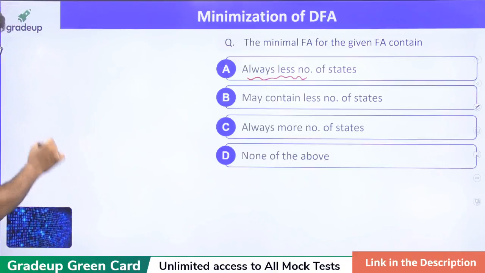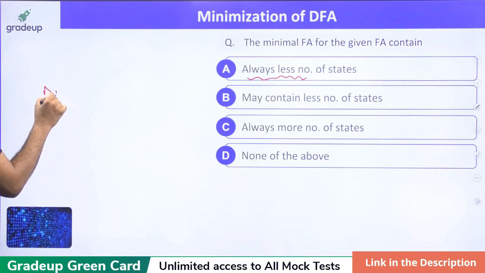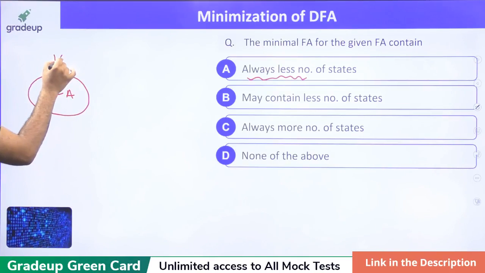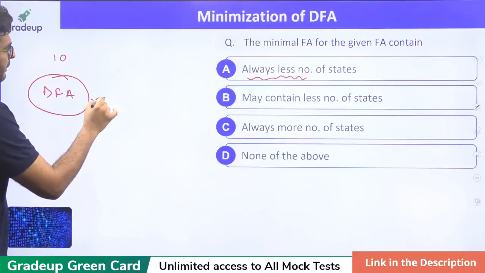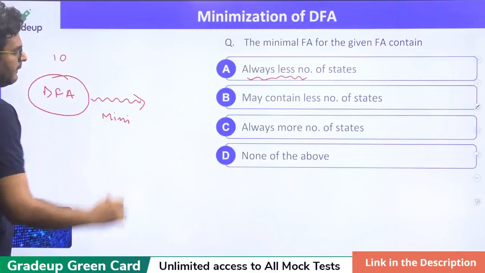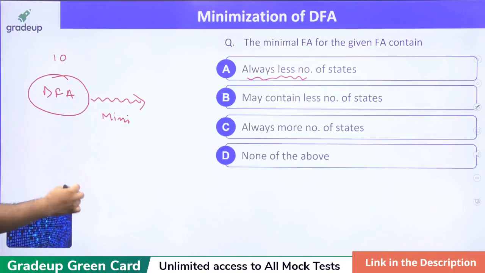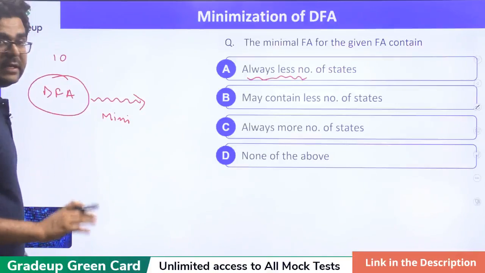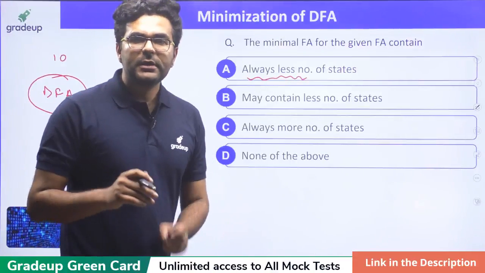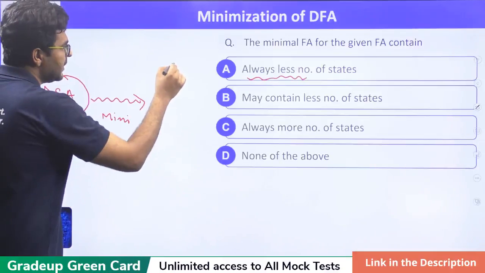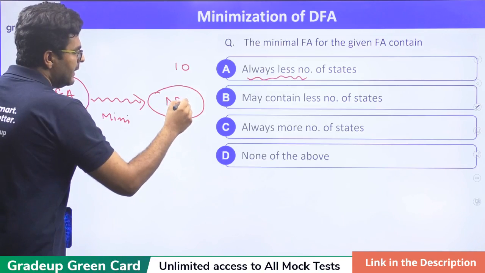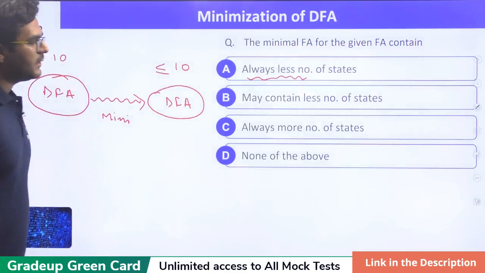See, what does this mean? First of all, let's say your DFA has 10 states, and we are applying some minimization over it. This doesn't guarantee that it will always contain fewer states. Are you getting my point? There might be a possibility that it can have the same number of states, 10 states in the DFA, or it can have less than 10 states.